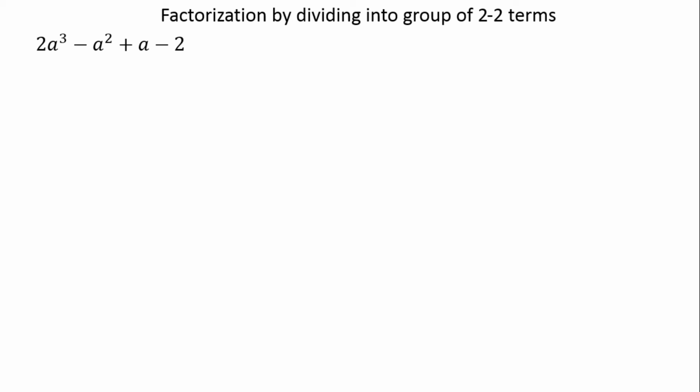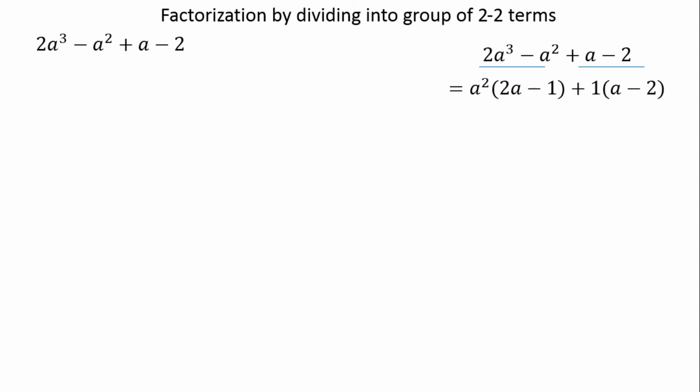So let's see what happens if we divide the first 2 and last 2. If we divide the first 2 and last 2, then we will have a square common from the first 2 and 1 common from the last 2. So we can take the common like this: a square bracket 2a minus 1, and at the last 2, 1 common, that is a minus 2.